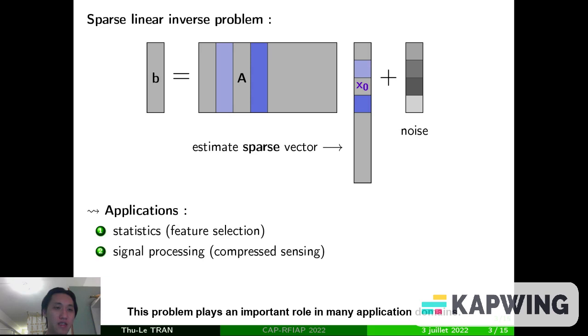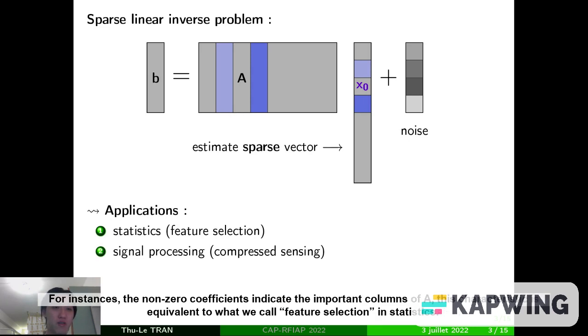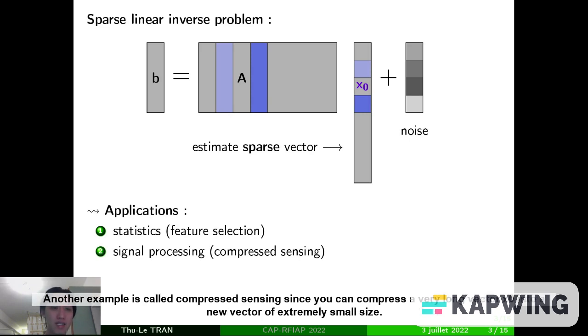This problem plays an important role in many application domains. For instance, the non-zero coefficients indicate the important columns of A. This characteristic is equivalent to what we call feature selection in statistics. Another example is compressed sensing, since you can compress a very long vector into a new vector of extremely small size. And to solve this problem, there are many choices.